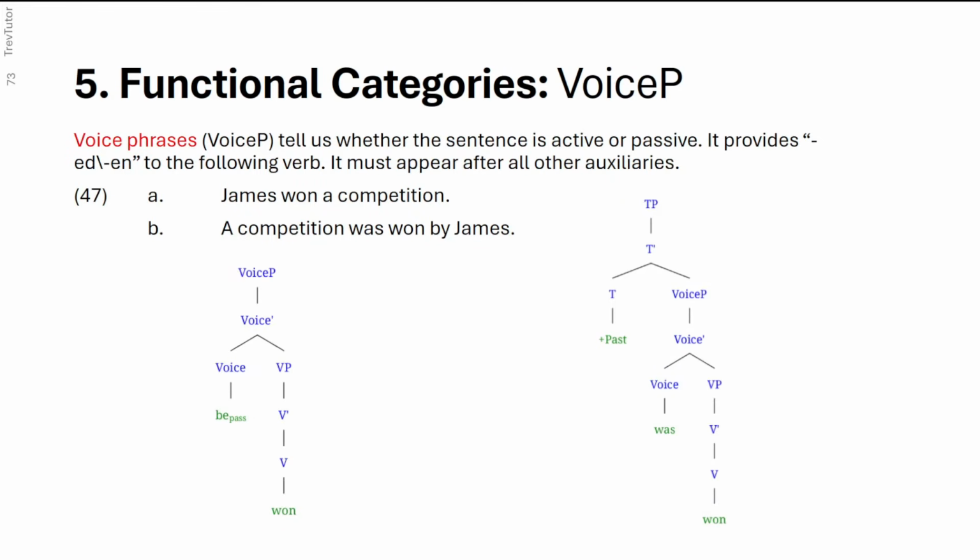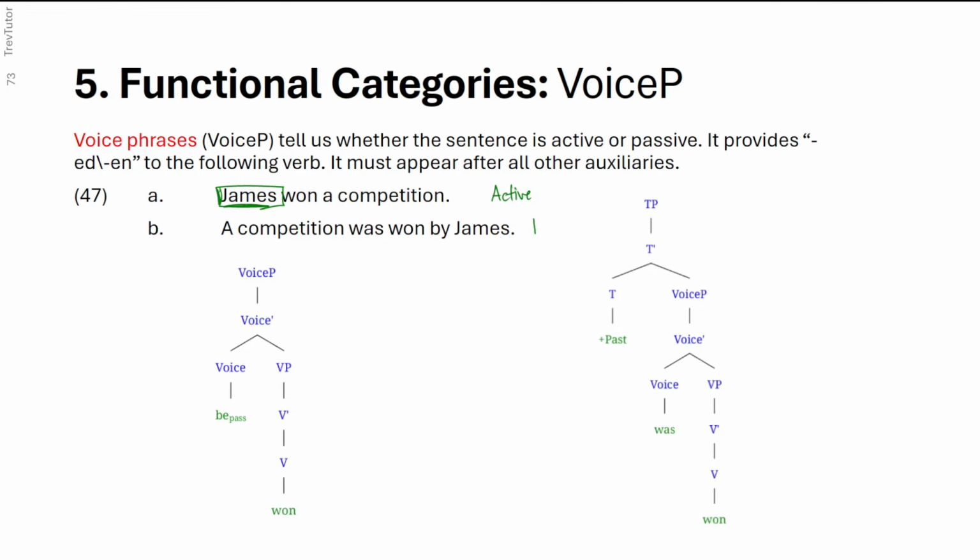Now, one of the last functional categories is going to be voice phrases. Now, voice phrases are going to tell us whether the sentence is active or passive. And in the case where it's passive, it will give the participle form to the following verb. And this will be the last thing that we see in our verb chain before the verb phrase. So in the case of James won a competition, this is an active sentence. It has its agent as a subject, so the person doing the action.